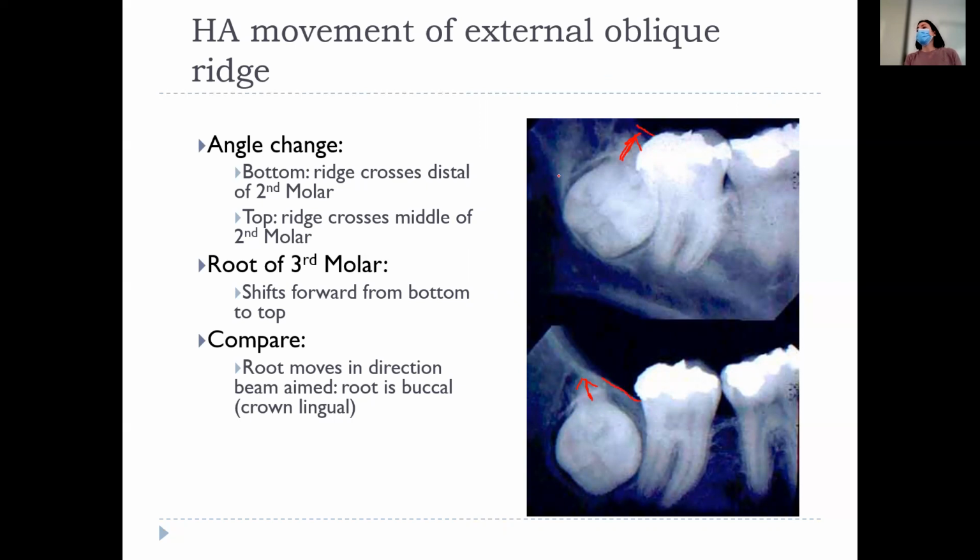to here. So our external oblique ridge is buccal. It went from the baseline image to the second image more mesially. So we know the beam went more mesially. And the direction of the roots from that same first baseline picture to the second also went more mesially. So do you think the roots are pointing lingually or pointing buccally?